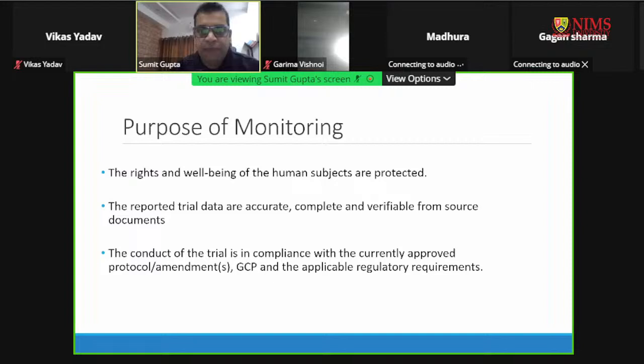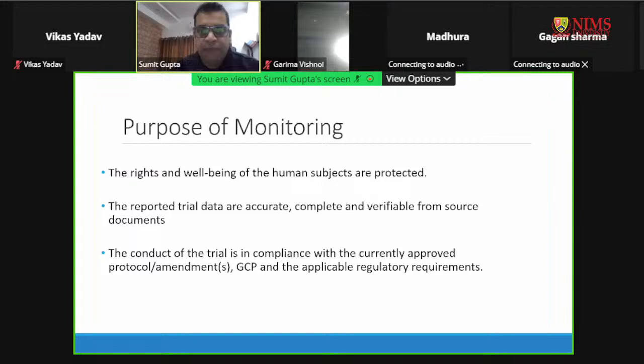So you have critical deviations, major deviations, and minor deviations. Critical deviations are those which have a direct impact on data integrity and patient safety. So if a deviation has impacted these two aspects, then you have to classify it as critical, and the actions would depend upon the criticality.